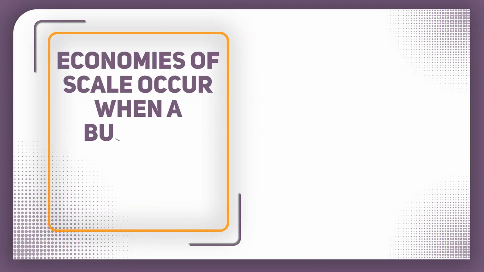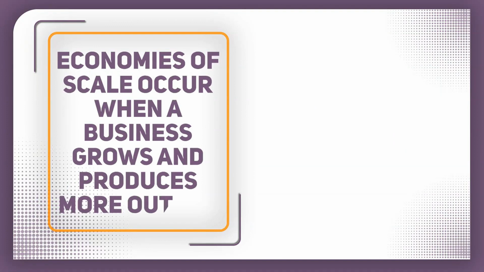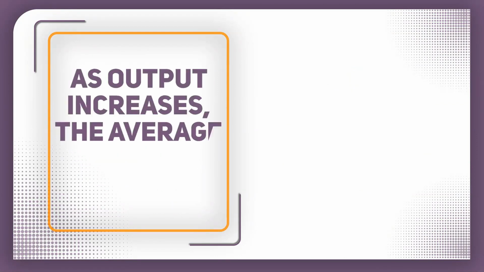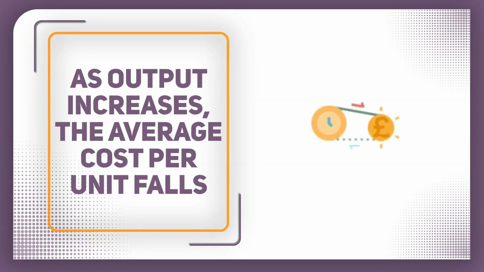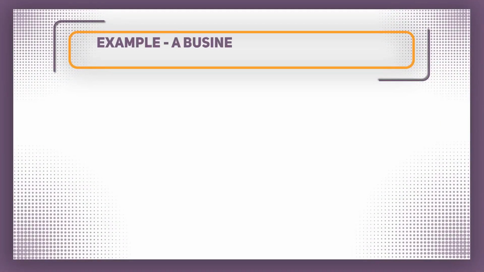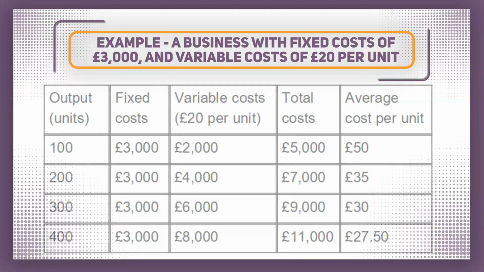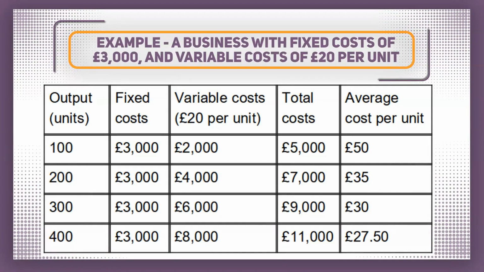So as I have said, economies of scale occur when a business grows and produces more output, whether that's by expanding internally, we might say organically, or by expanding externally through business integration. Importantly though, as output increases, the average costs per unit fall. Let's look at an example of a business with fixed costs of £3,000 and variable costs of £20 per unit, and see what happens as the output increases.